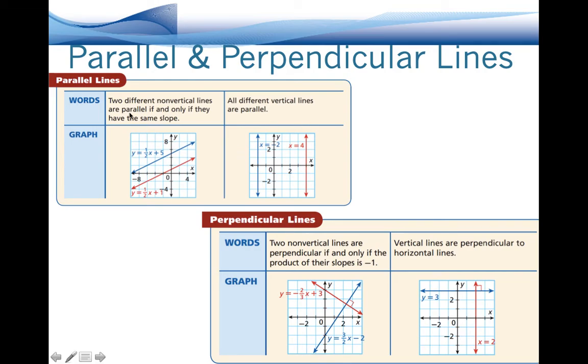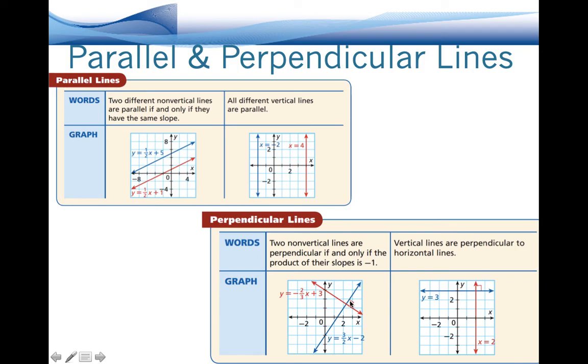So parallel lines: two different non-vertical lines are parallel if they have the same slope. This line they give you has a slope of 1/2 x. Doesn't matter if it's plus 5, minus 8, plus 13, whatever. The most important thing is the slope. So that has a slope of 1/2 x. This has a slope of 1/2 x. Guess what? They're parallel. Same thing here. If x is negative 2 and x is positive 4, those are parallel because they're vertical. They're up and down. They don't have a y whatsoever. They just keep on going on the x.